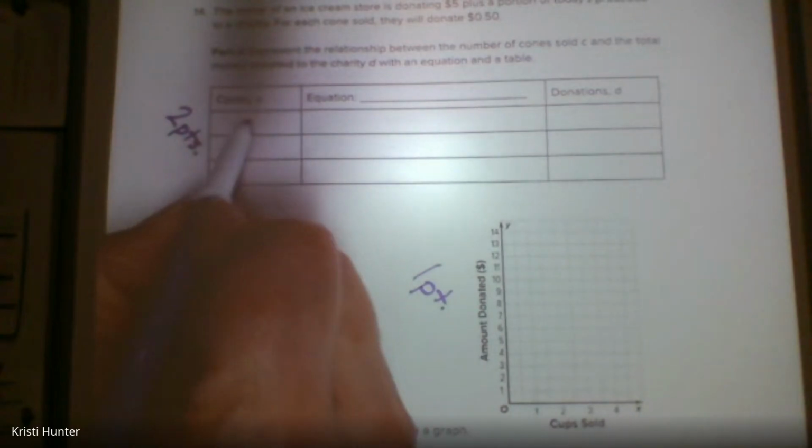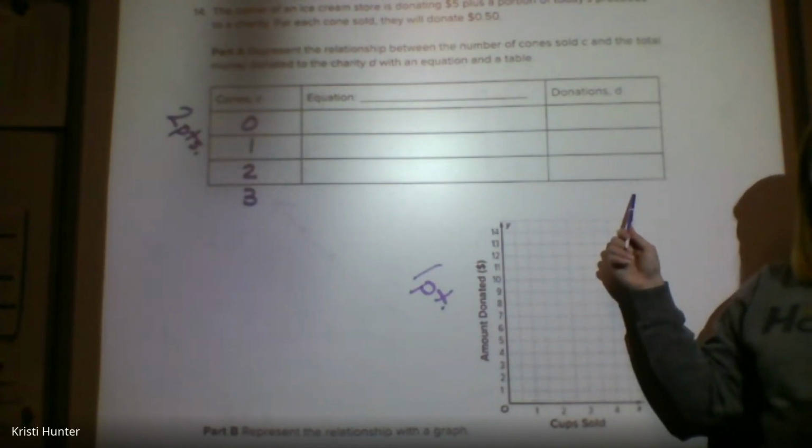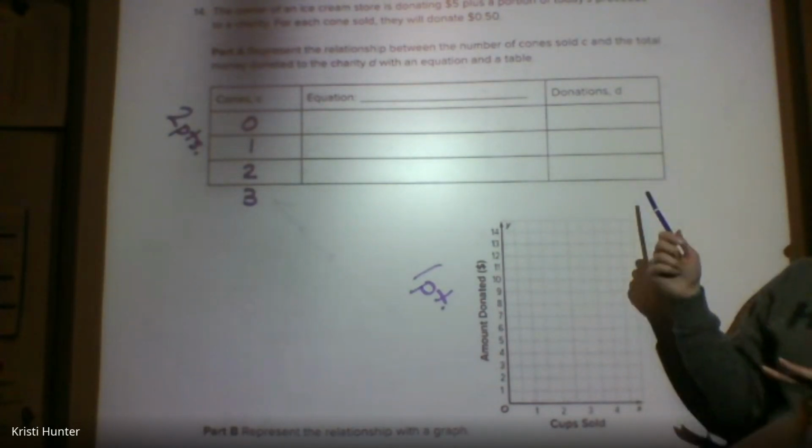So this is, again, got a whole table to set up. So this is back to a 3-point problem. You're going to get 2 points for getting your whole table set up and 1 point for graphing it correctly. So let's see if we can get this set up. We know the C is going to be my cones, my ice cream cones. So I can pick 0, 1, 2. You can pick 1, 2, 3, whatever you want to pick. My D is going to be my donations, my output. How much money are they going to donate?